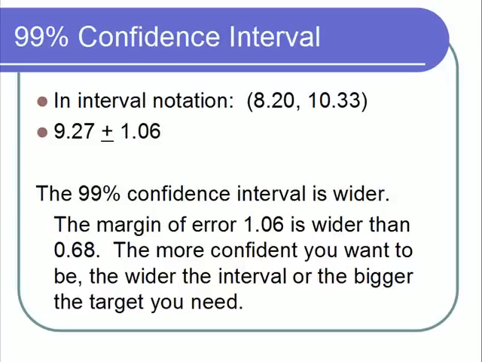For the 99% confidence interval, in interval notation we got 8.20 to 10.33. Due to rounding, we get 9.27 plus or minus 1.06, which doesn't exactly work for the 8.20. So what we find is that the 99% confidence interval is wider. The margin of error, the 1.06, is wider than the 0.68 we got for the 90% confidence interval. And remember, the more confident you want to be, the wider the interval or the bigger the target you need.